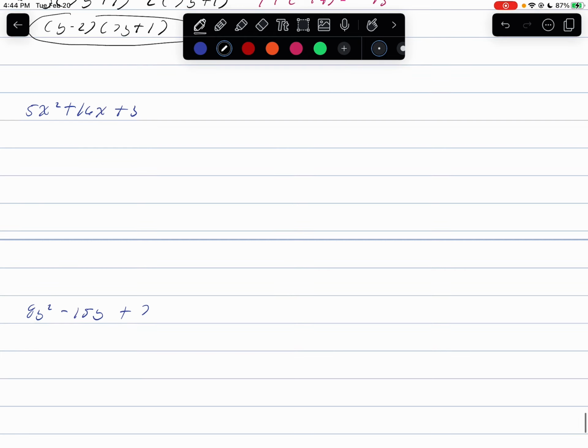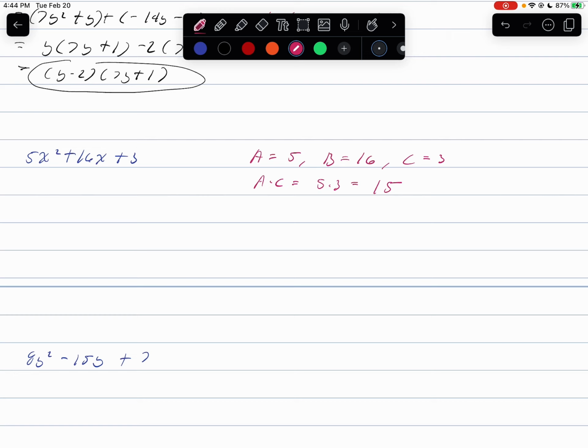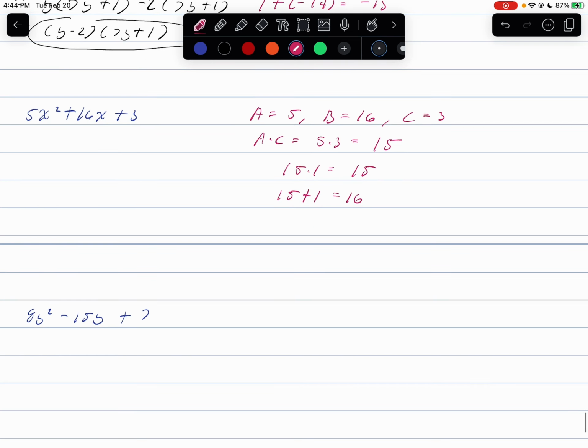Okay, so if your B value is ever 1 greater than your A times C value, a good indication is that your numerical values are going to be that number and 1. So let's try 15 times 1, that gives us 15, and 15 plus 1 gives us 16. So we know that 15 and 1 are going to be our numbers. So we can write this as 5x squared plus 15x plus x, or you can say 1x, plus 3.